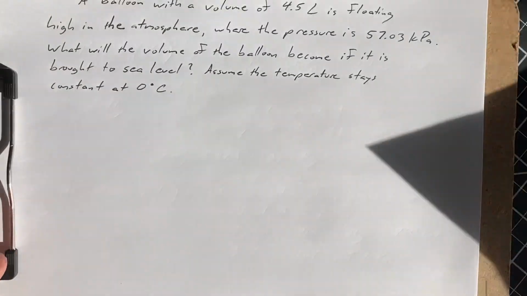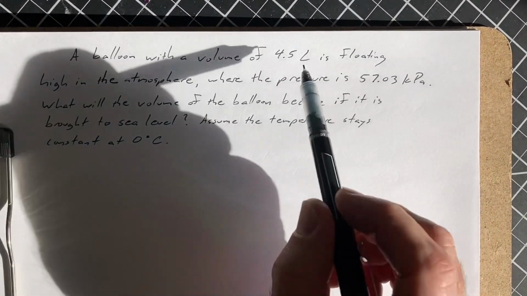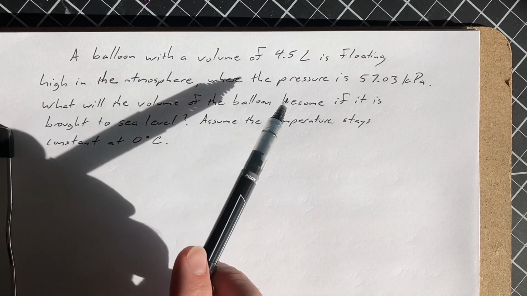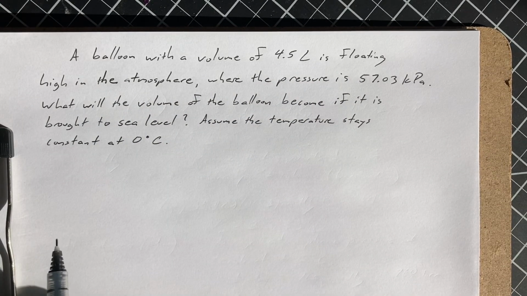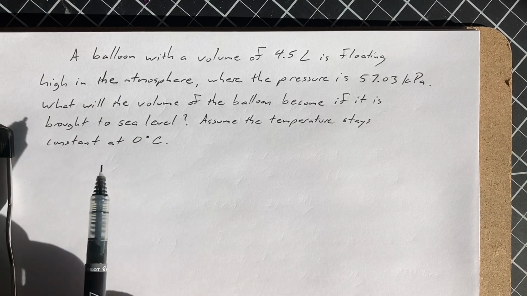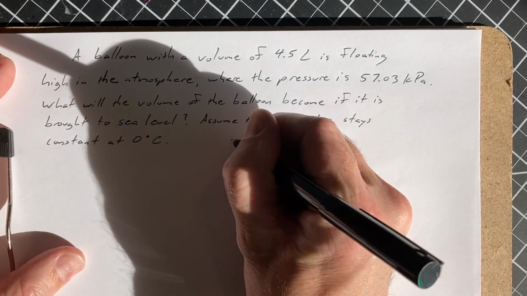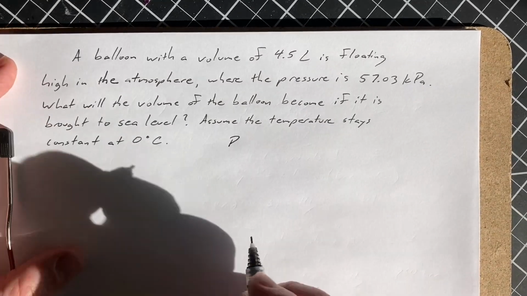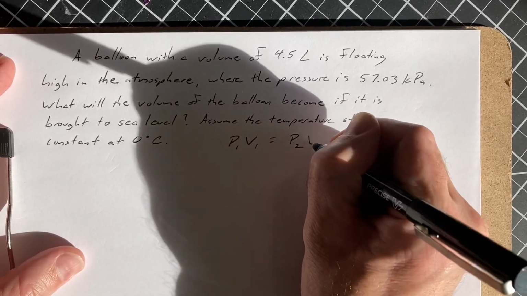All right, let's do one. Here's your example problem. You've got a balloon with a volume of 4.5 liters. It's floating high in the atmosphere, and the pressure up there is 57.03 kilopascals. What's the volume of the balloon going to become if you take it all the way down to sea level? Assume that temperature stays constant at 0 degrees. All right, well, we know our formula for solving changes in pressure or volume according to Boyle's law. P1 times V1 equals P2 times V2.